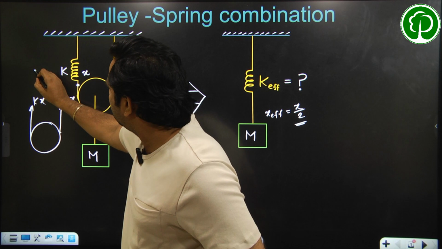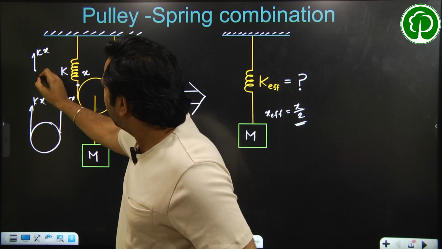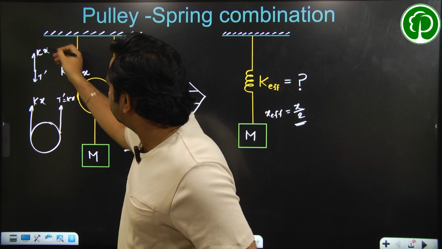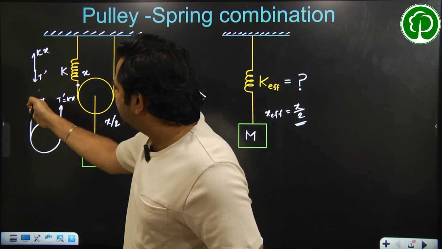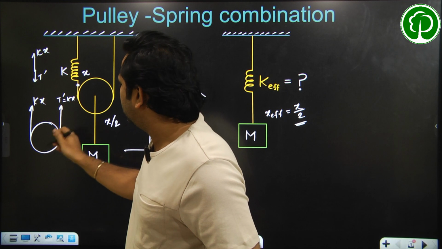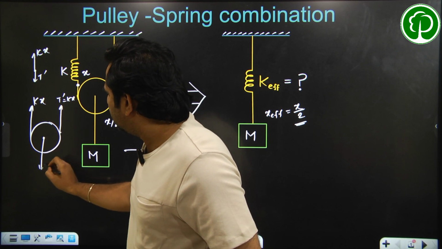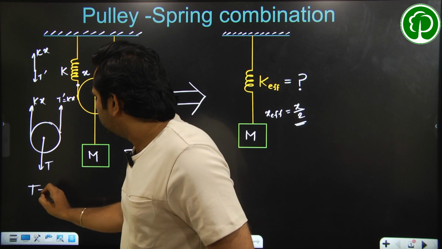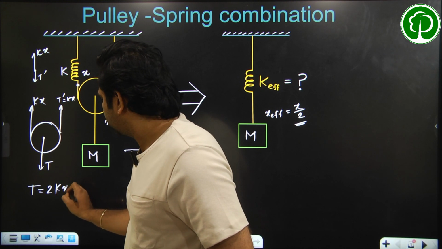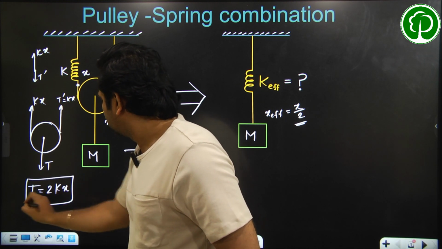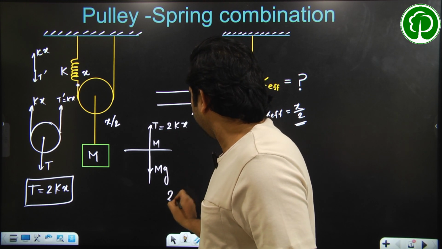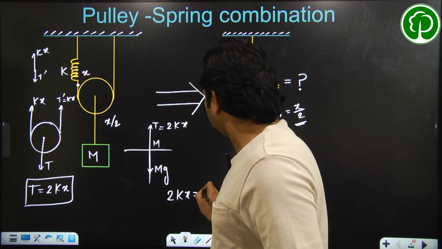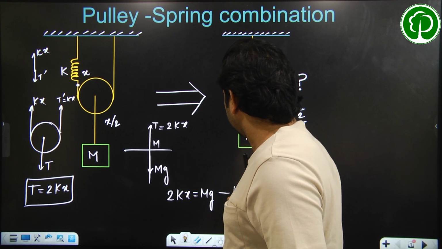For that point kx is upwards and the tension T dash is down, so T dash is equal to kx. So on this pulley there is upwards kx and upwards T dash, which is also equal to kx, and downwards it is T. So T is equal to 2 times kx. So T is equal to 2kx. Now 2kx is balancing mg. So 2kx is equal to mg. This is the first equation.